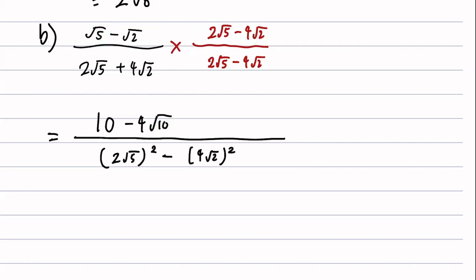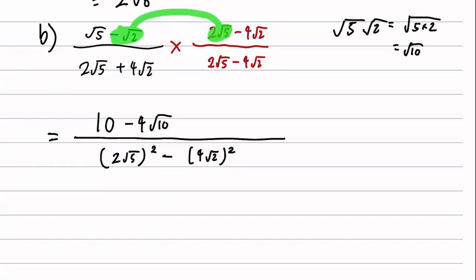Yeah, just combine them. Root 5 times root 2 is just square root of 5 times 2, so it's root 10. Okay, you know that. Good. Minus root 2 times 2 root 5, you get a minus 2 root 10. Minus root 2 times minus 4 root 2 is positive 4 times 2, which is 8, plus 8.